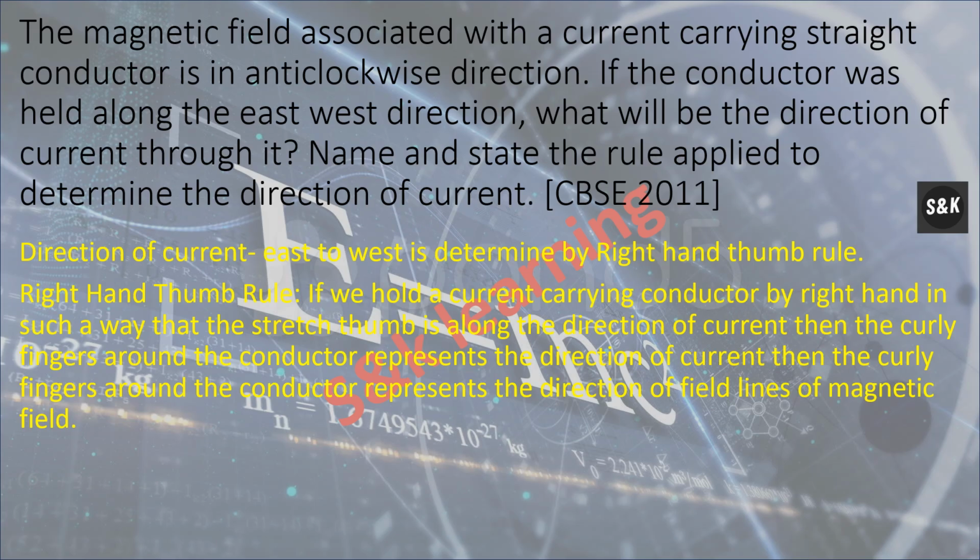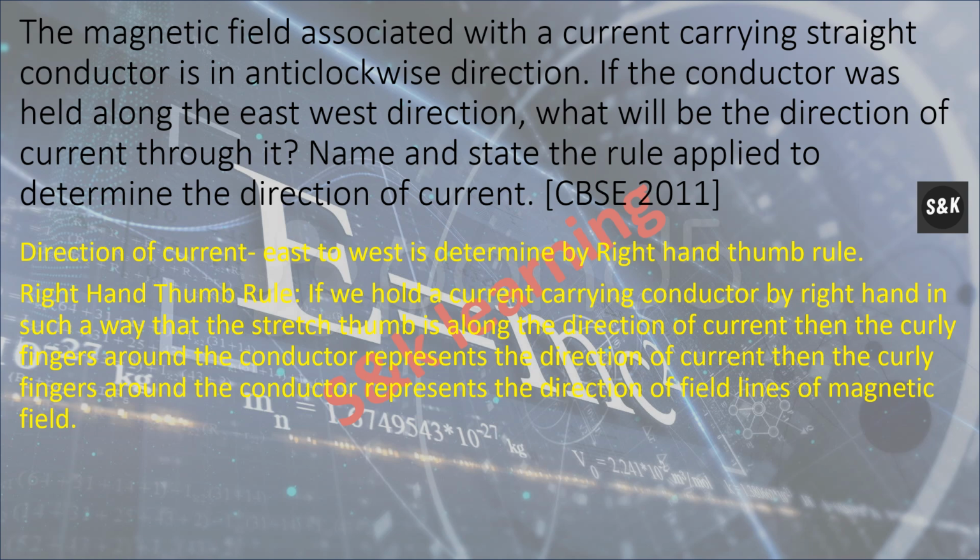The magnetic field associated with a current carrying straight conductor is in anti-clockwise direction. If the conductor was held along the east-west direction, what will be the direction of the current through it? Name and state the rule applied to determine the direction of current. The direction of current east-west is determined by the right-hand thumb rule.